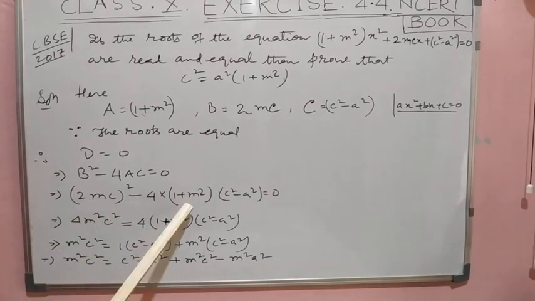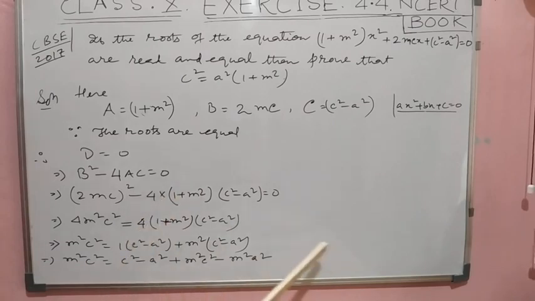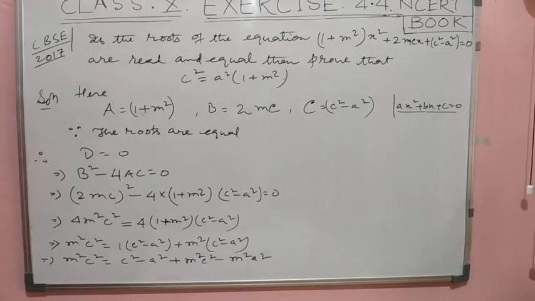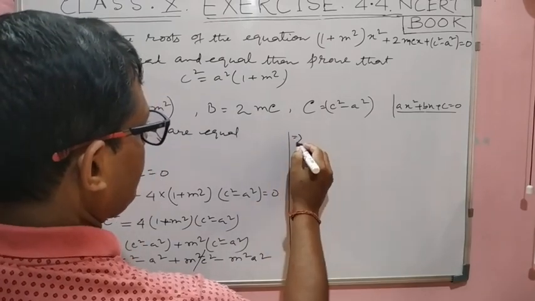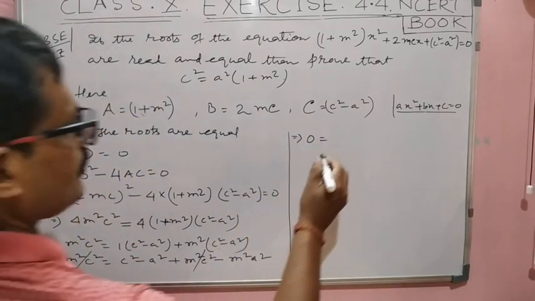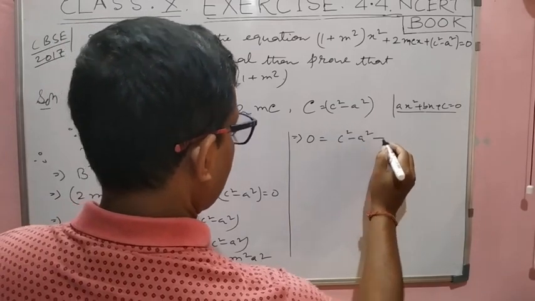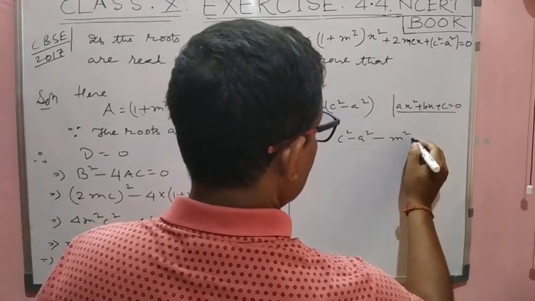This B square, this 4AC, ये उधर ट्रांसफर कर दे तो प्लस हो गया, 4 कैंसिल हो गया, तो ये m square c square, फिर से we have to multiply this two, multiplied 1 से ये दोनों को, फिर से m square से ये दोनों को, so it will be c square minus a square plus m square c square minus m square a square. So from both sides you see this and this will cancel. So what will remain here? Here will remain 0. This side will remain 0. 0 equal to c square minus a square minus m square a square.